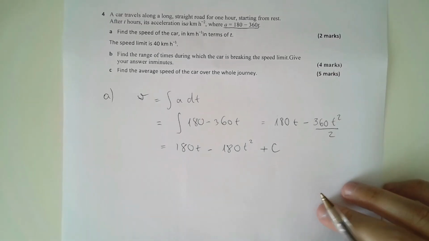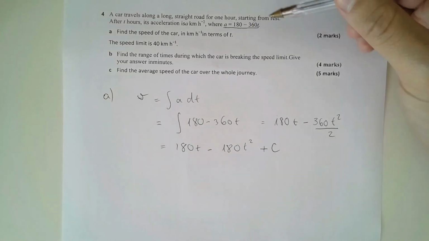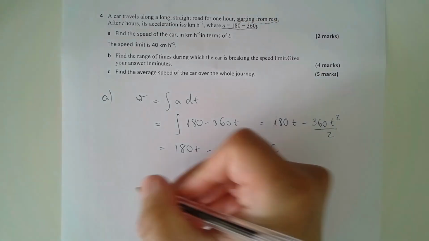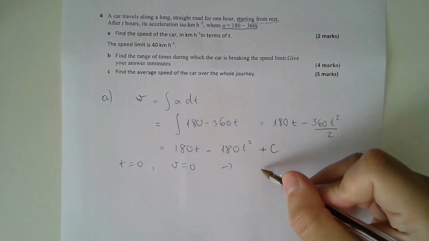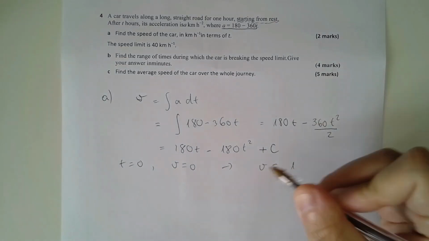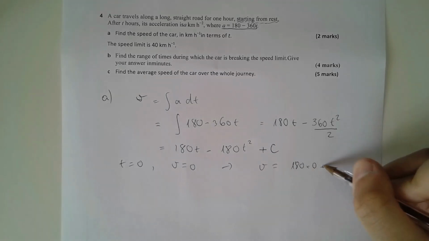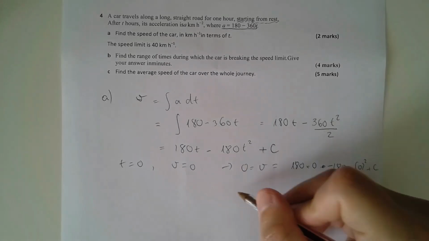Next one. How am I going to find c here? They say to you guys, start from rest. That is the keyword. Start from rest here. I mean v equals 0 when t equals 0. So t equals 0, v equals 0. That will work out v equals 180 times 0, which is still 0. So basically v equals 0. So c equals 0.